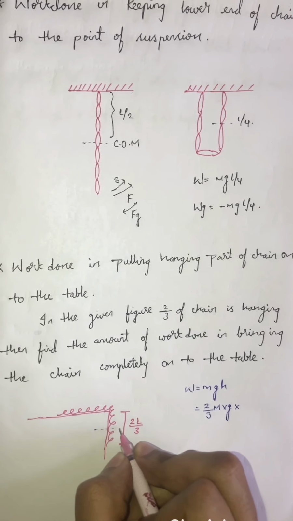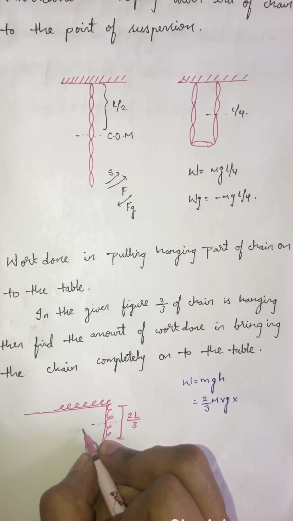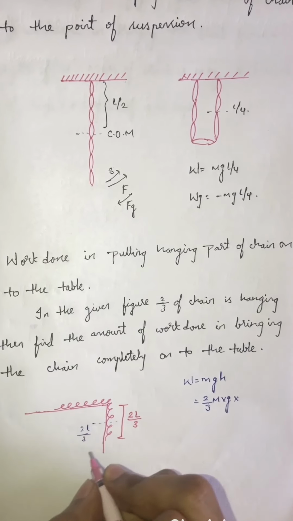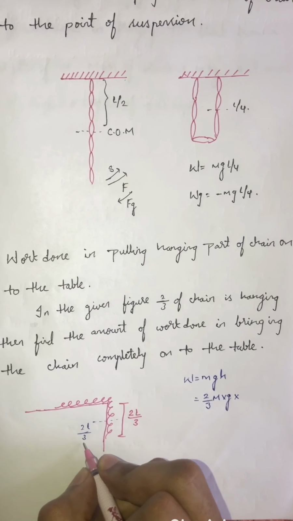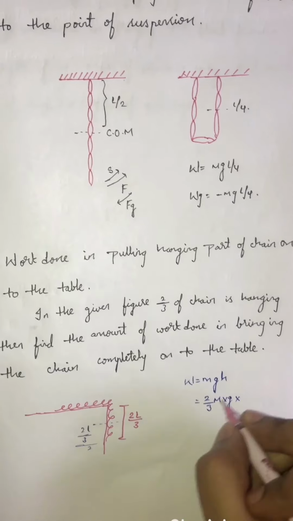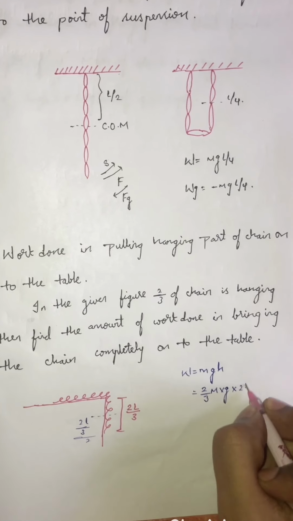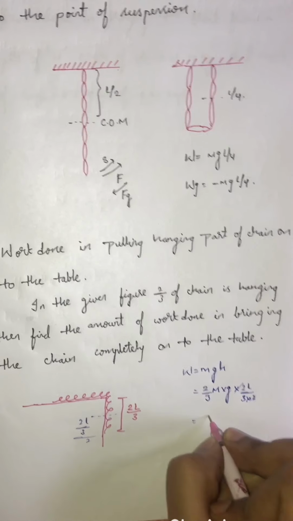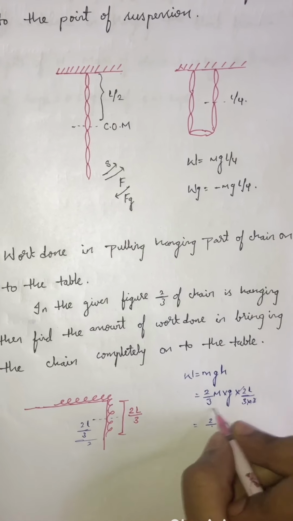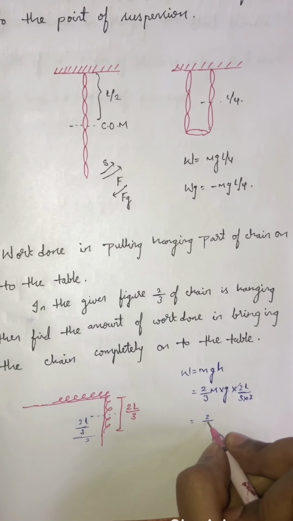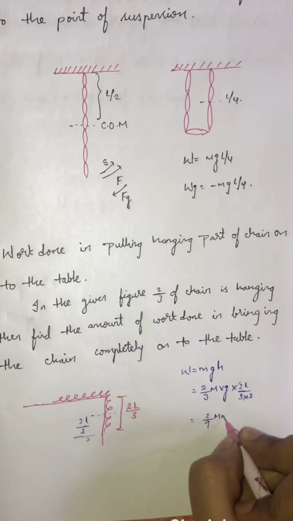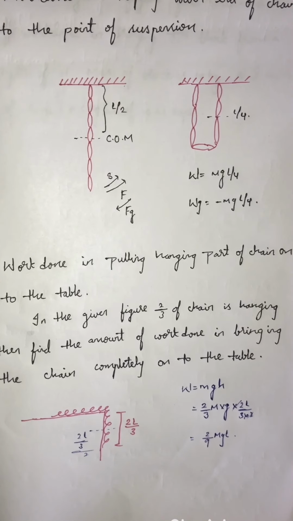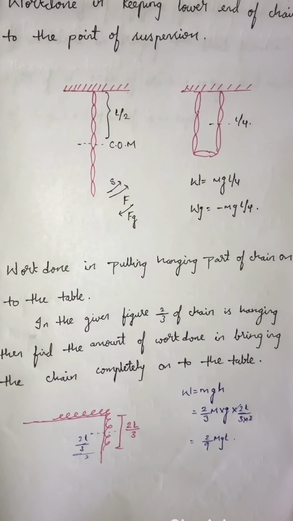So the height is (2L/3) divided by 2. That will be equal to L/3. So 2/3 times 1/3 is 2/9. That's fine. So the work done in pulling the 2/3 part of the chain back onto the table will be equal to 2/9 mgL.